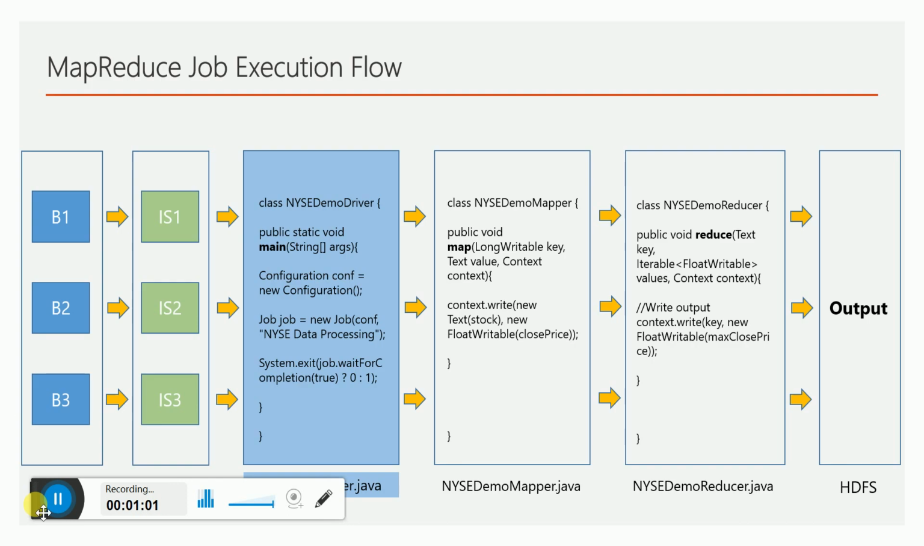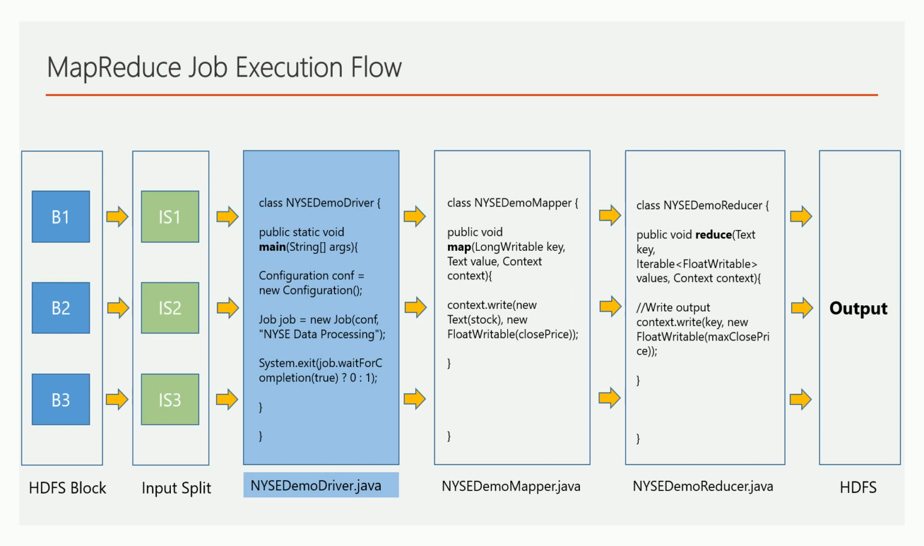Let me minimize my recording window. This is the three different programs we wrote for the MapReduce job. If you take a MapReduce job, you need at least three classes or three programs to implement the MapReduce execution model. So what are the three programs?